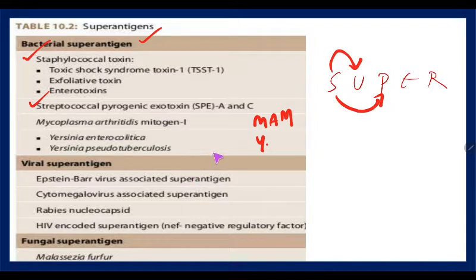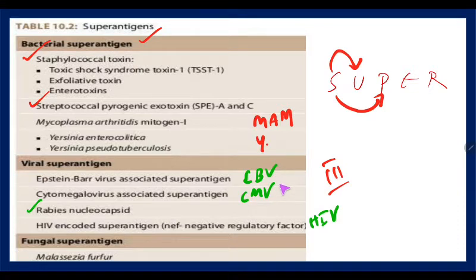Now coming to viral superantigens. Very simple to remember here, because superantigens are the third different biological class. If I ask you to name some viruses with three-letter abbreviations, they are EBV, CMV, HIV, and the extra one to remember is rabies nucleocapsid. That's it. So this is the third group, the viruses: EBV, CMV, and HIV. Especially in HIV, the Nef gene encodes a superantigen. That's all. These are all the viral examples.